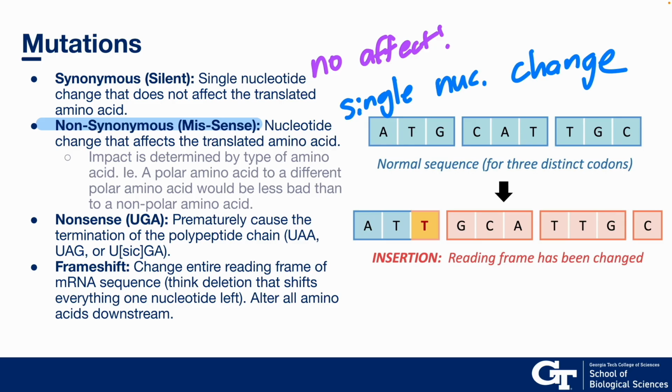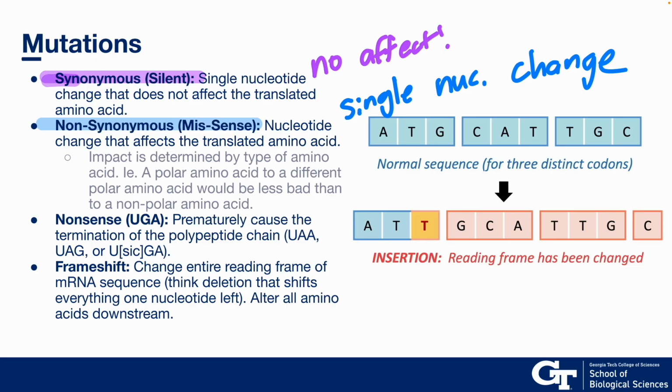Now, we have two really big mutations. So silent and non-synonymous don't necessarily have to completely destroy the protein we're making. That is not true. However, a nonsense or a UGA mutation is, because if we get something that codes for a stop codon earlier than when it does, that protein is just going to stop right there. And if you have a protein that's not done being built, it's not going to be functional. So a nonsense mutation is very bad.